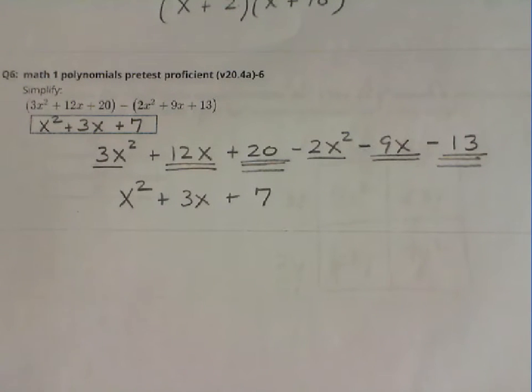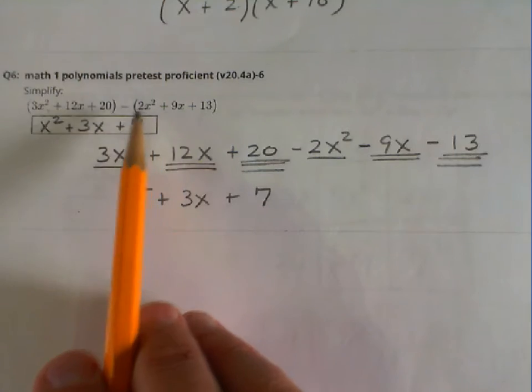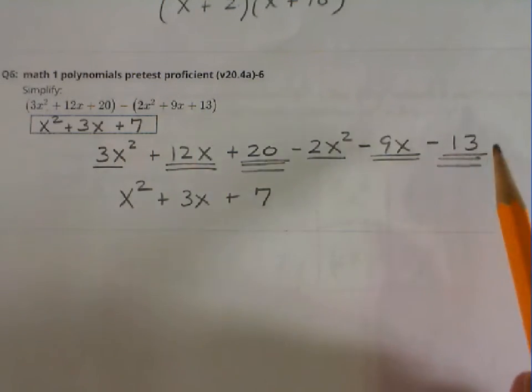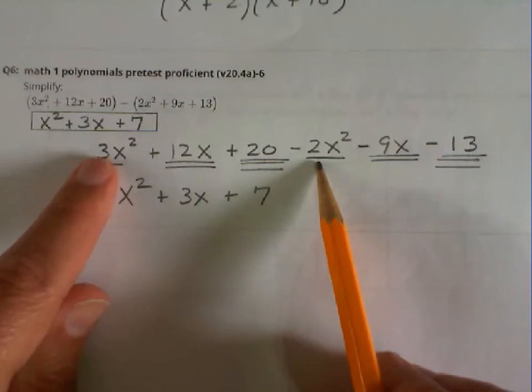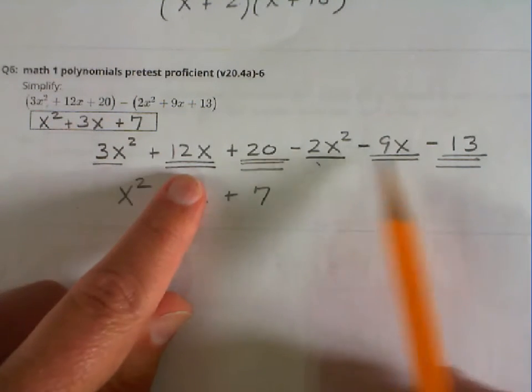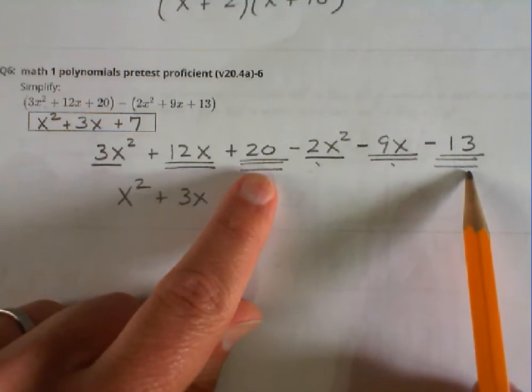We're going to simplify this down. So this is going to be 3x squared minus 2x squared, where I have to distribute that negative across. So here I distributed it across. 3x squared minus 2x squared is 1x squared. 12x minus 9x is 3x. And 20 minus 13 is 7.